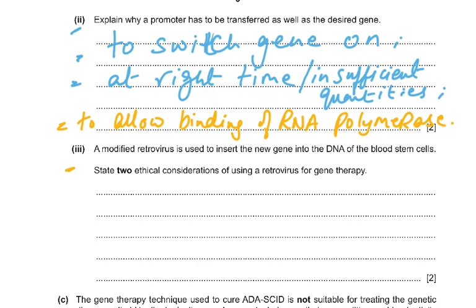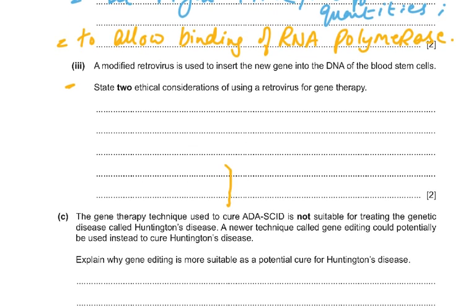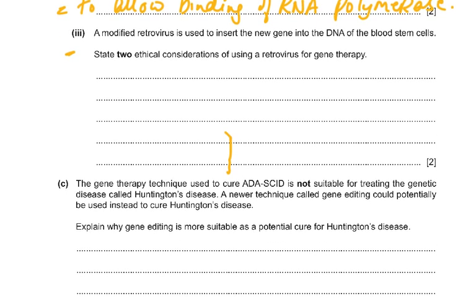Now coming to part 3 of the question. A modified retrovirus is used to insert the new gene into the DNA of the blood stem cells. State two ethical considerations of using a retrovirus for gene therapy. Modified retroviruses are those which have RNA. So we use that as a vector to carry the gene into the cell.